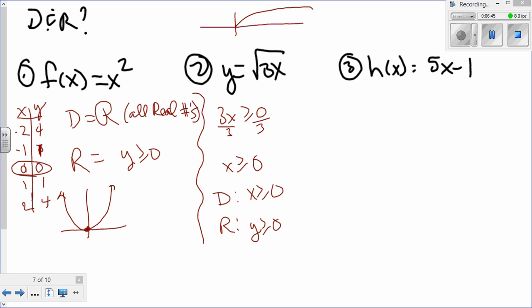The last one here, h of x equals 5x minus 1, is a linear function, which is just a line. And for a line, my domain is all real numbers, and my range is also all real numbers.